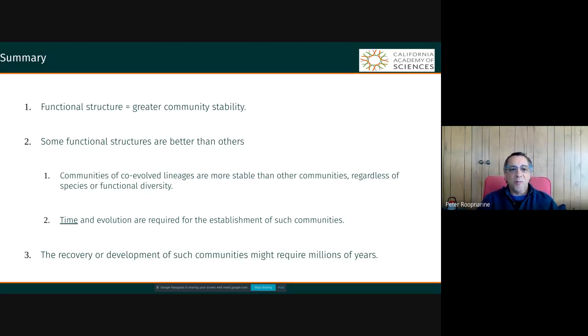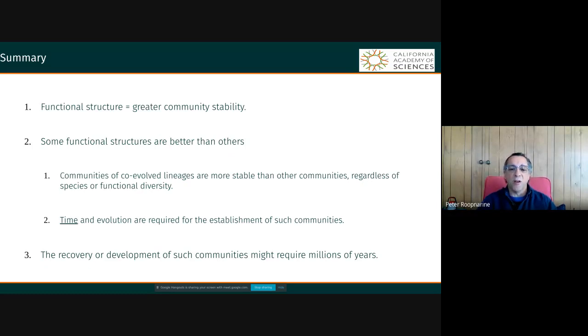Functional structure is what determines whether your community is going to be stable or not. So having a functional structure is better than having no structure at all. Randomization of communities, which is something that's happening today with climate change and other impacts on the natural world, is not a good idea. It's a destabilizing process. Some functional structures, however, are better than others.